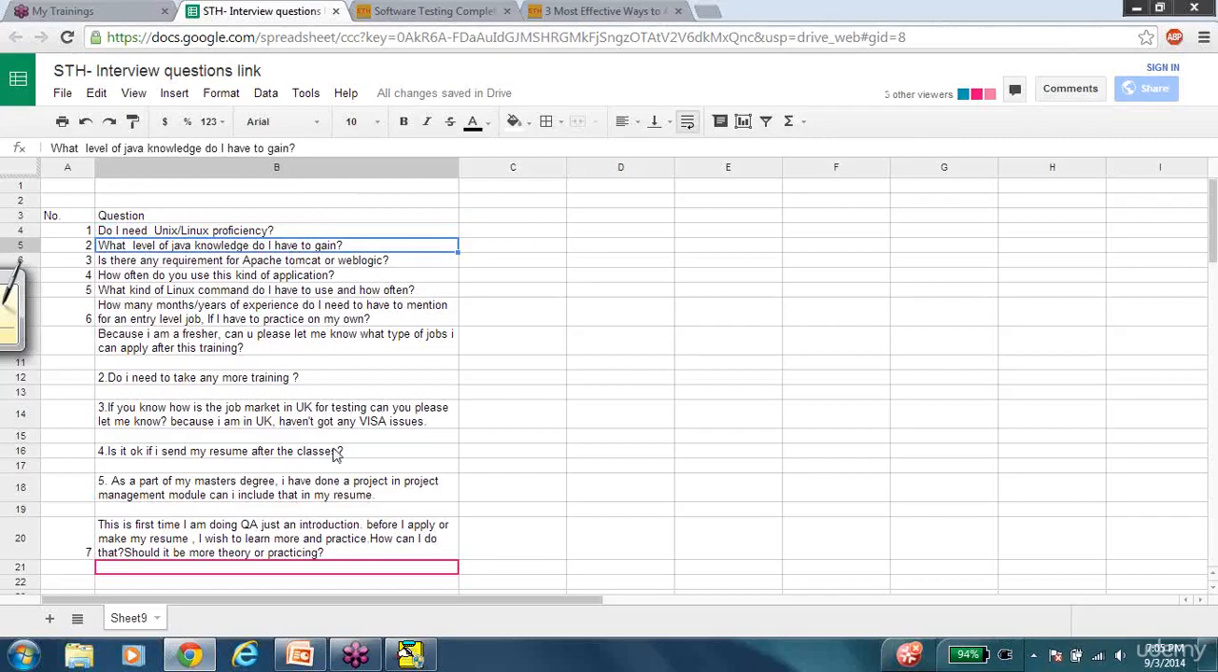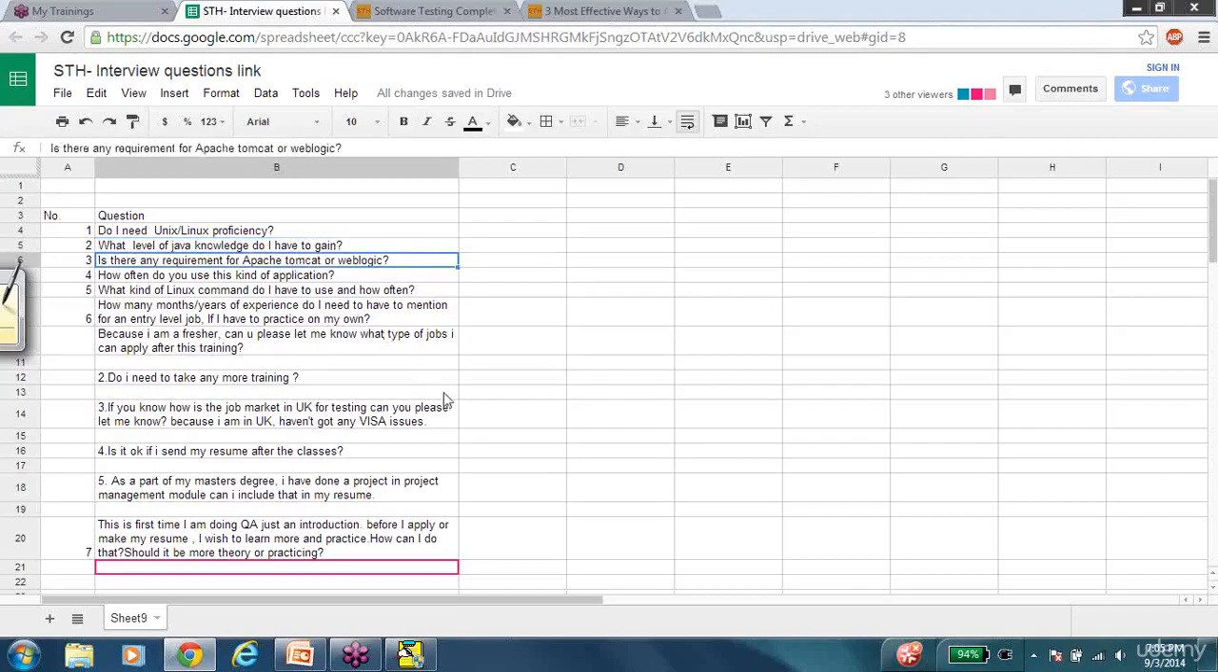What level of Java knowledge do I have to gain? If you are looking at Java knowledge to work on Selenium or something, then you should have enough Java knowledge to make Selenium work for you. So working knowledge, that is enough. Practical working knowledge is good enough.